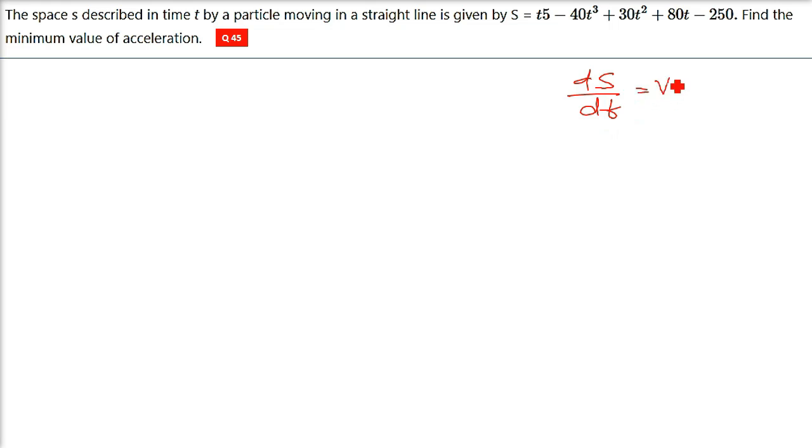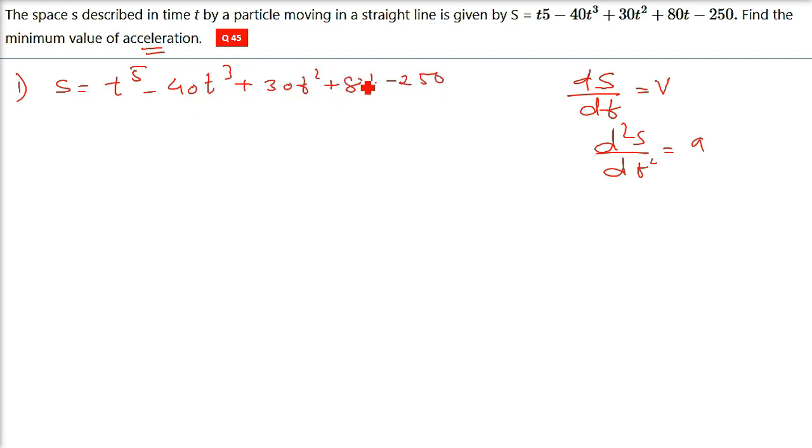S is distance, ds by dt is velocity, d2s by dt square is acceleration. So we have to find the minimum value of the acceleration, not the s, not the distance, not the space. I hope you got the idea. So you have to double differentiate it, then a will come and then you have to start the question. That will be the beginning of the question. What I am trying to suggest here is s is equal to t raised 5 minus 40t cube plus 30t square plus 80t minus 250.